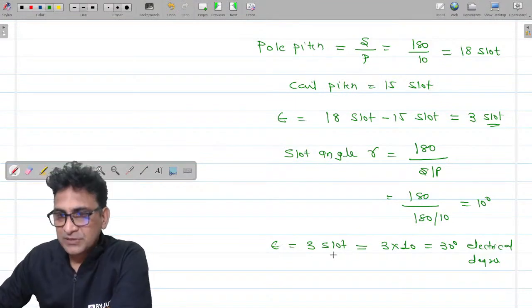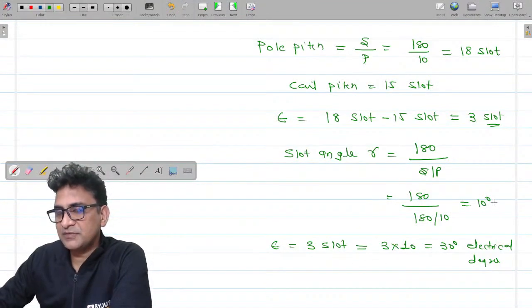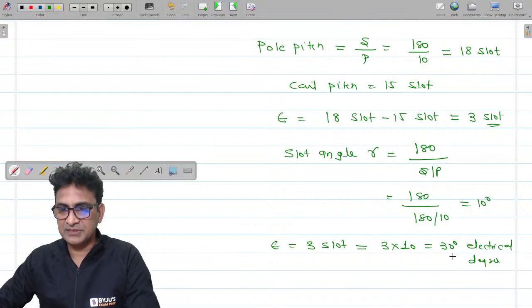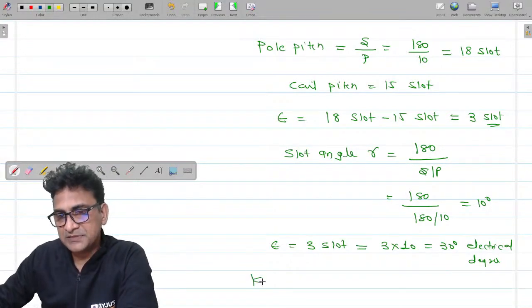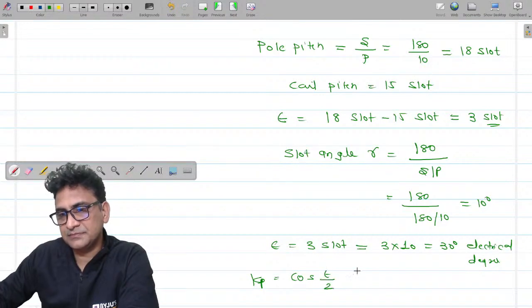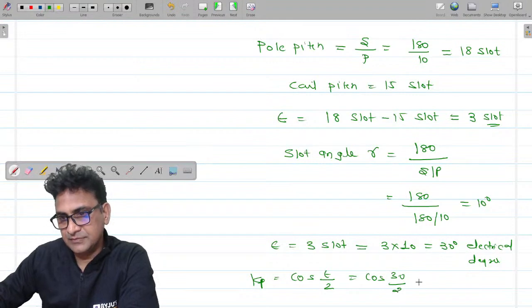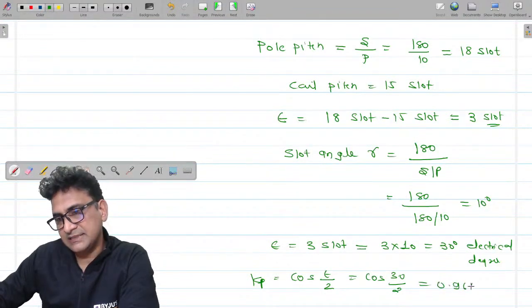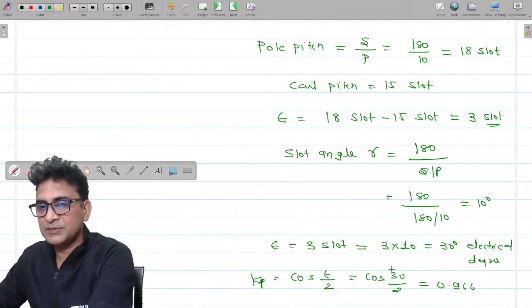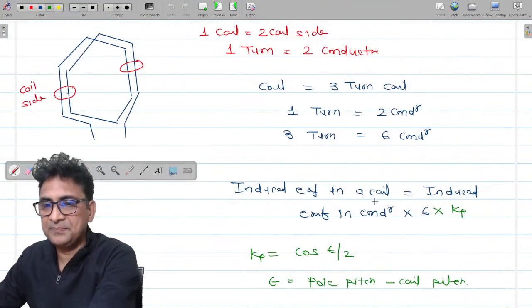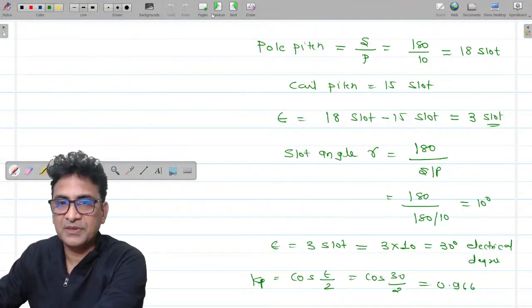Okay. So one slot is equivalent to 10 degree, so 3 slot is equivalent to 30 degree. So what is the pitch factor? It is equivalent to cos epsilon by 2, cos 30 by 2. That is 0.966. So now I found the Kp. Just use this formula.